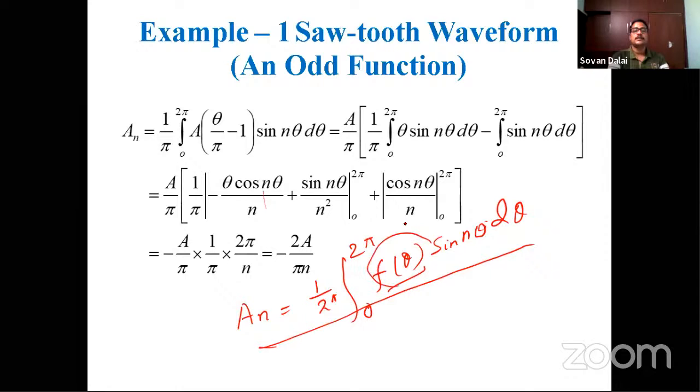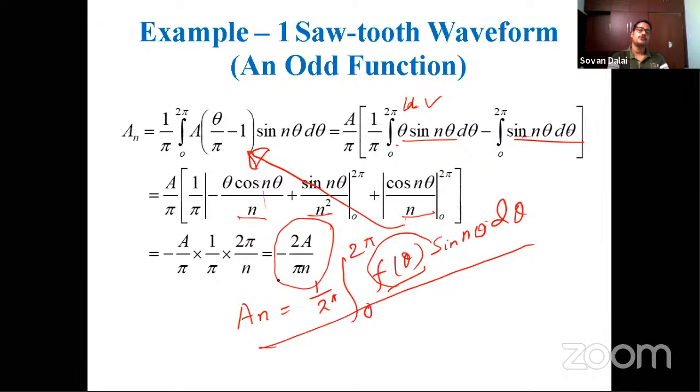Now we are replacing this f theta with the function value a theta by pi minus 1. If you take a common, this is the superposition of two integrations: theta sine n theta d theta and sine n theta d theta. From the general formula, you know that for theta sine n theta d theta, using u into v, two terms are present, and you integrate them. And the integral of sine n theta d theta is minus cos n theta by n. After integration, you put the limits 0 to 2 pi, and ultimately you get that the an value is equal to minus 2a by pi n.